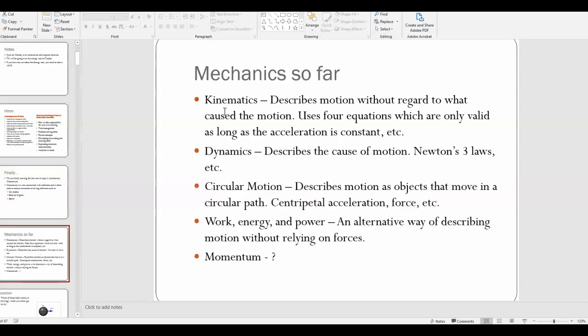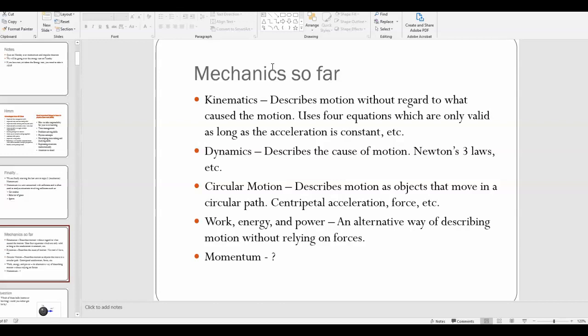So just to recap, we started off mechanics talking about kinematics, which is the part of physics that describes motion without regard to what caused the motion. And so we talked about constant velocity, distance, displacement, all that stuff. And then we started talking about constant acceleration, where we have the 4 different constant acceleration equations. From there, we moved on to free fall, and then projectile motion after we learned about vector components and how to find vector components.